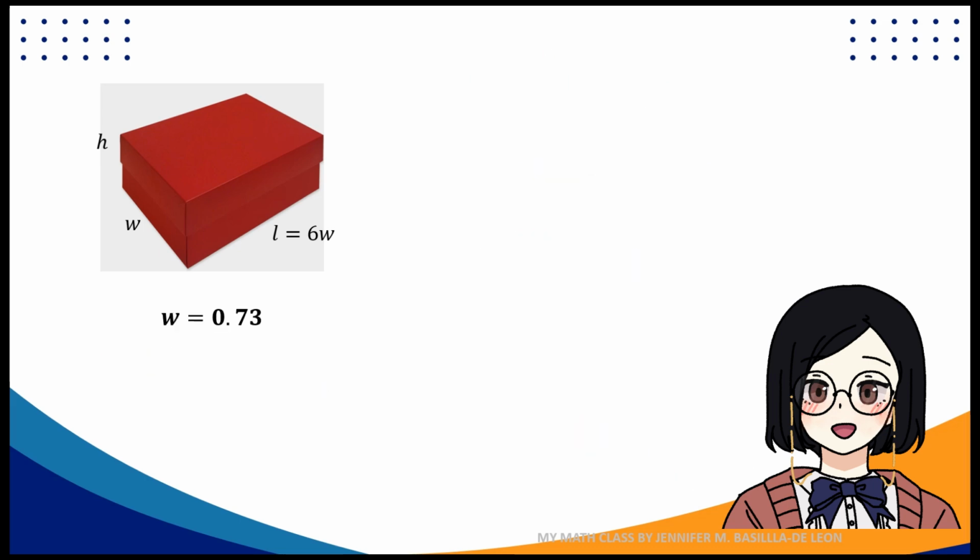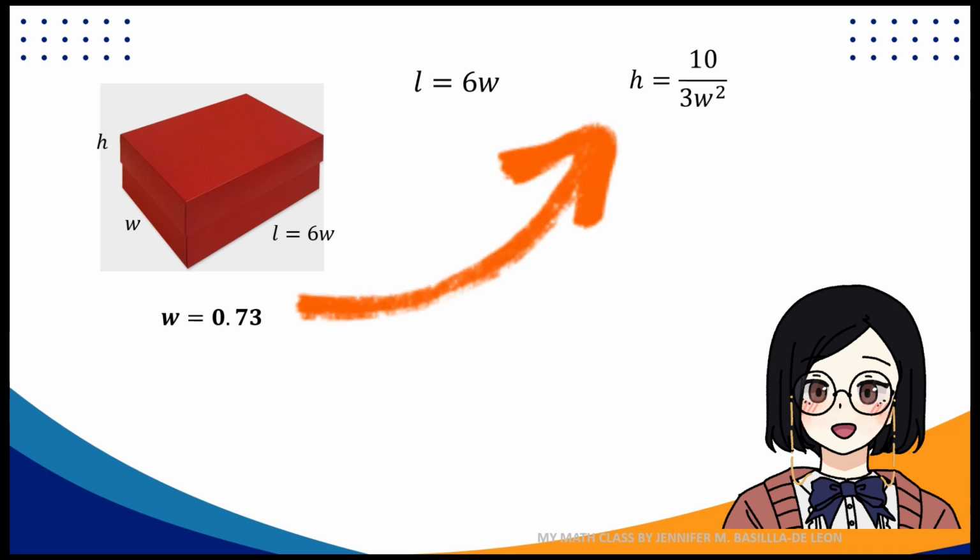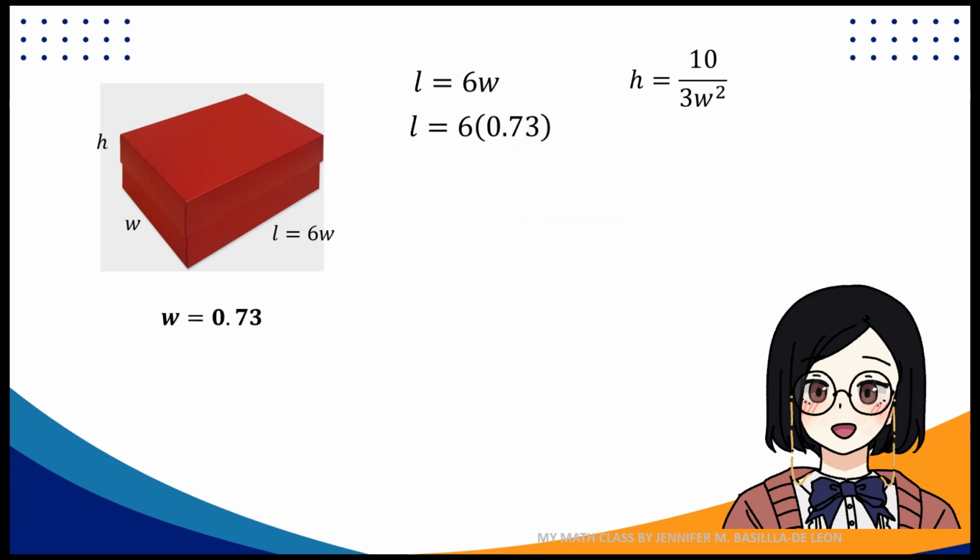Now substitute W equals 73 hundredths inch into L equals 6W and H equals 10 over 3W squared to find the optimal dimensions. For the length, we will have 6 times 73 hundredths, which will result to 4 and 38 hundredths. And for the height, we have H equals 10 over 3 times the square of 73 hundredths, resulting to a value that is approximately equal to 6 and 26 hundredths.